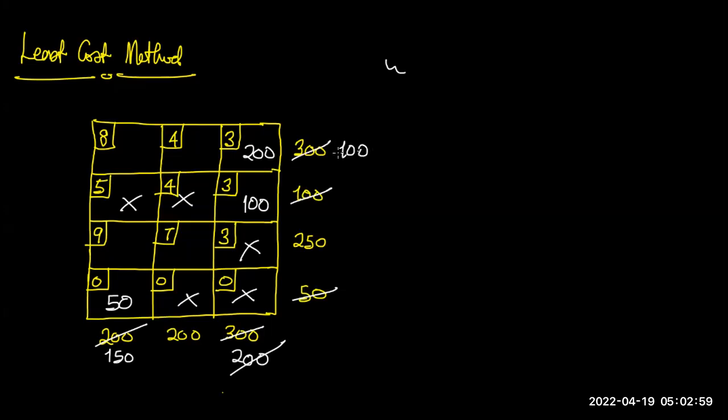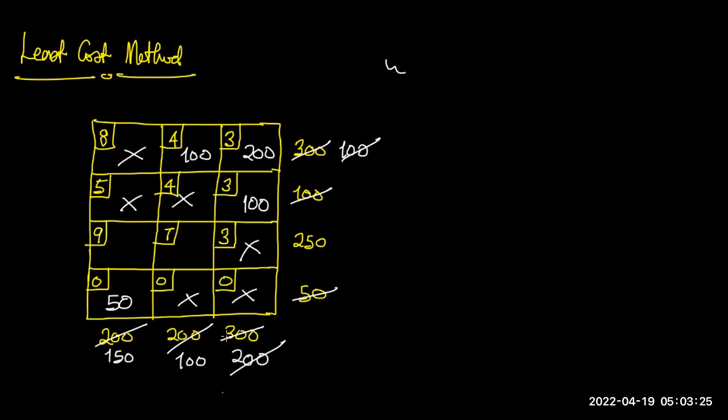100. We have 4 left. Of the 4 left, which is the least cost? 4 is the least cost. This cell is the least. We have 200 and 100. So we allocate 100. Then we strike out this row, but then we're left with 100.